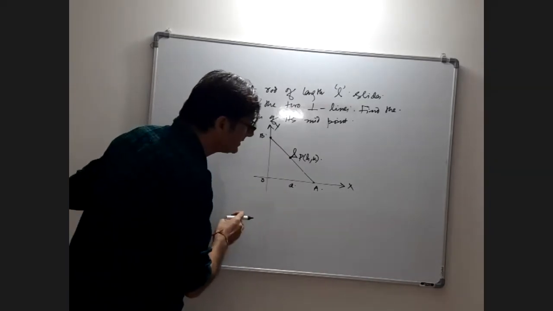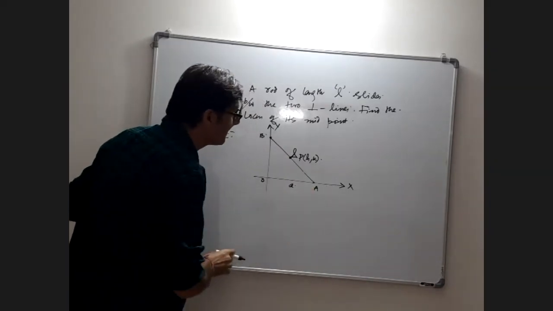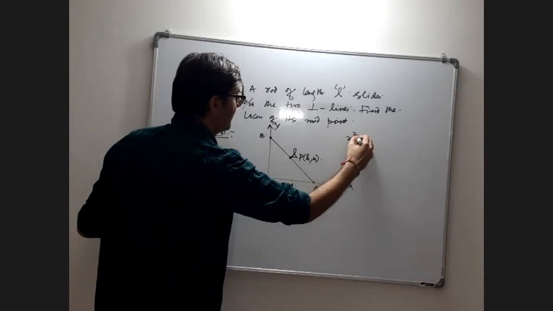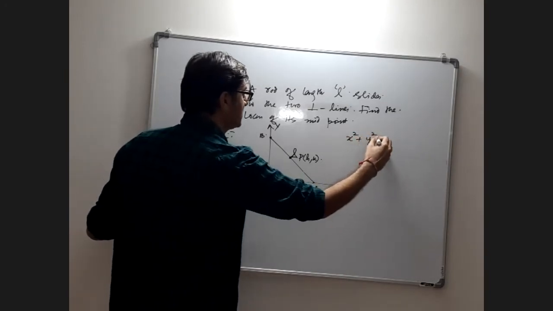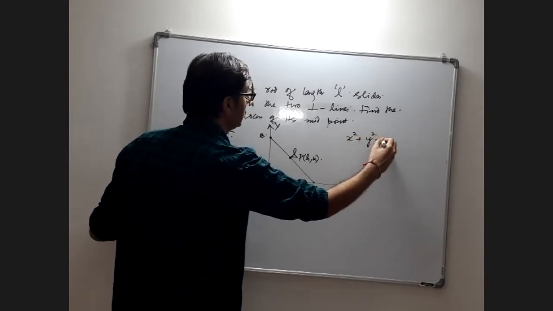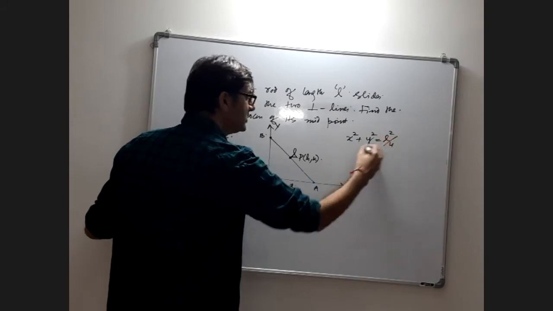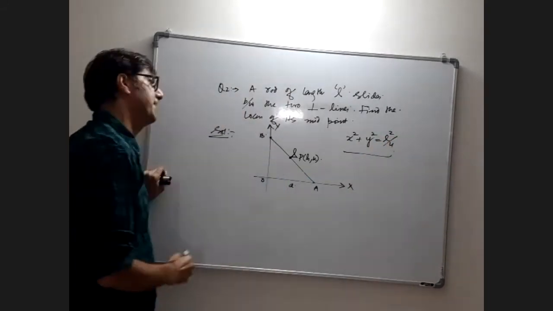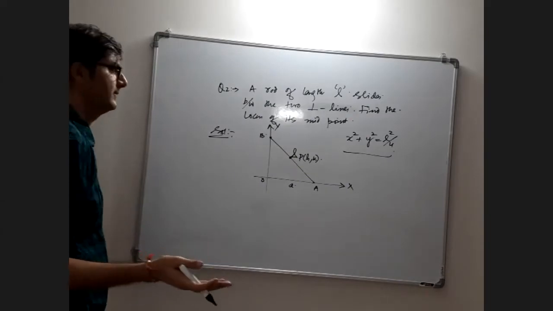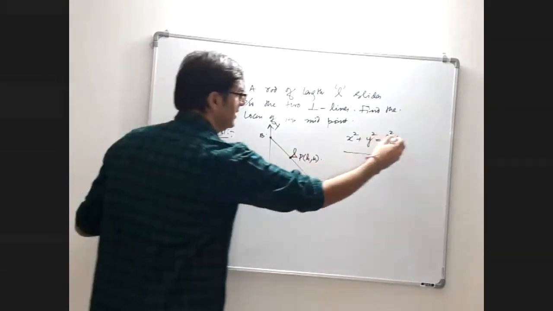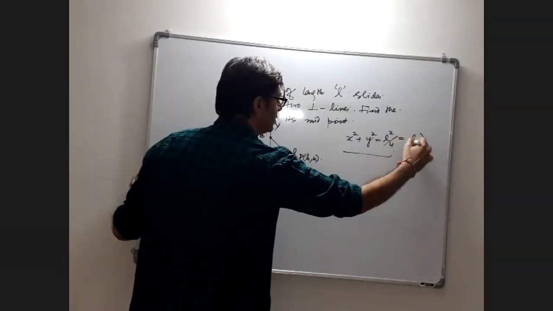What is the answer? X square plus y square is equal to L square by 4. So it's going to be a circle, right? Yes, it's a circle. The radius is equal to L upon 2.